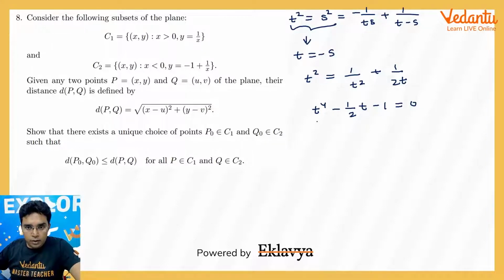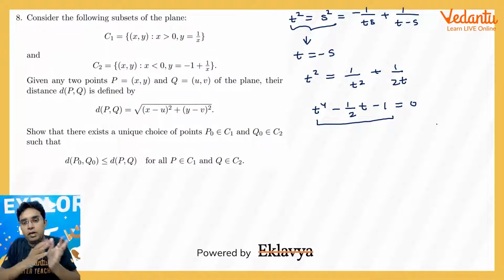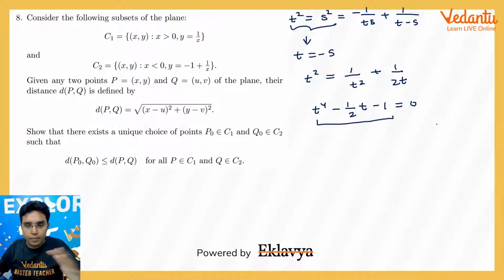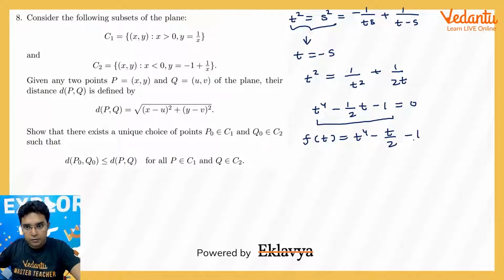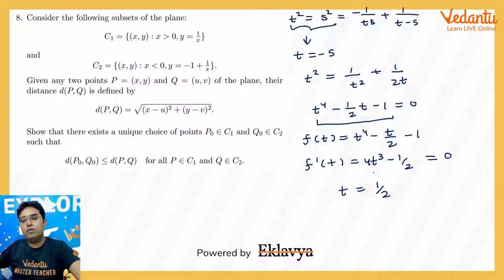First of all, for the roots of this biquadratic, it will have infinite values at both ends, minus infinity and plus infinity. The value at 0 is minus 1. If I call this f(t) equal to t power 4 minus t by 2 minus 1, you can see f dash t comes out to be 4t cube minus 1 upon 2. And if I call this equal to 0, it will give us only one value, that is t is equal to 1 upon 2 only. t is equal to 1 upon 2.